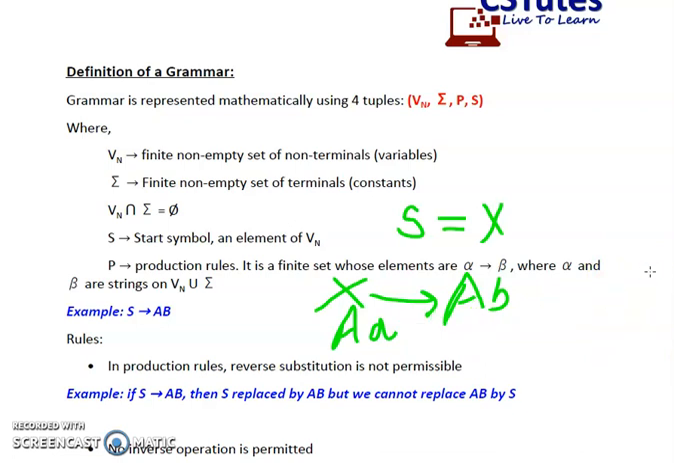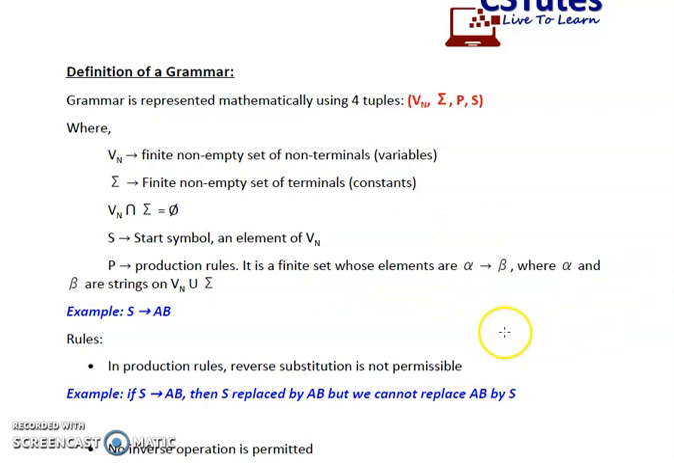Now this is a generic production rule, but there are certain restrictions on these production rules also. Those restrictions are explained by Chomsky in his Chomsky hierarchy, where Chomsky has defined the grammar in 4 types: type 0, type 1, type 2, type 3. These types of grammars we are going to discuss in our next video.